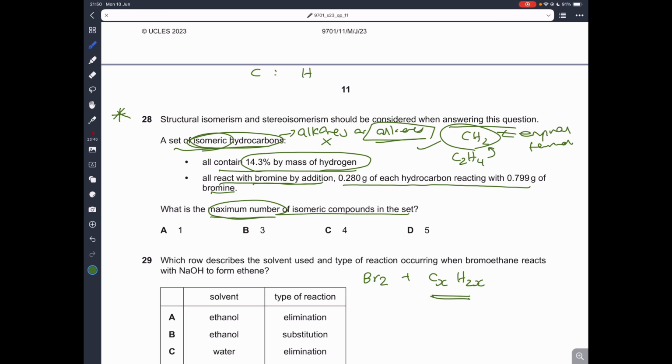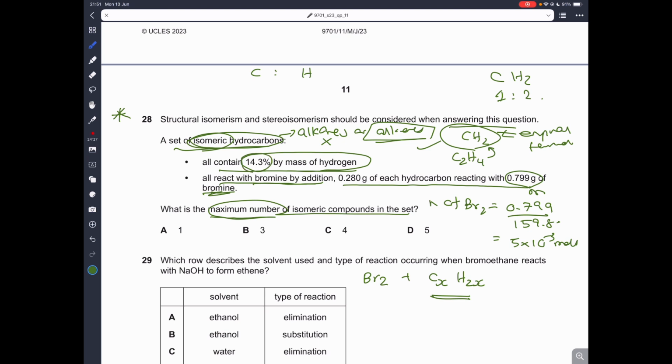Okay, so we have to first find the moles of bromine, because we're given the mass of bromine, Br2. So moles of bromine is equal to 0.799 divided by 159.8. This is the Ar, the atomic mass of bromine. This is going to give us an answer of 5 times 10 to the power minus 3 moles. And with CH2, it's going to be in a 1 to 1 ratio.